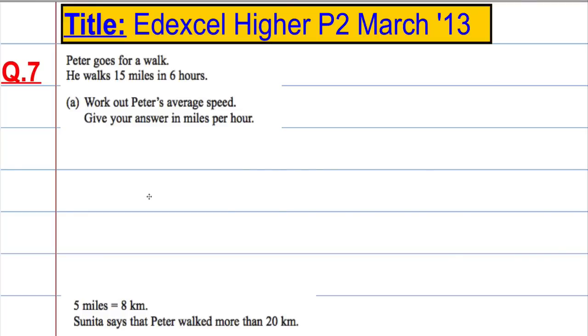Peter goes for a walk and he walks 15 miles in 6 hours. So for part A, we're asked to work out Peter's average speed and give our answer in miles per hour. The essential thing with this question is that you know how to work out speed when given a distance and a time. In other words, we need to know the relationship between speed, distance and time.